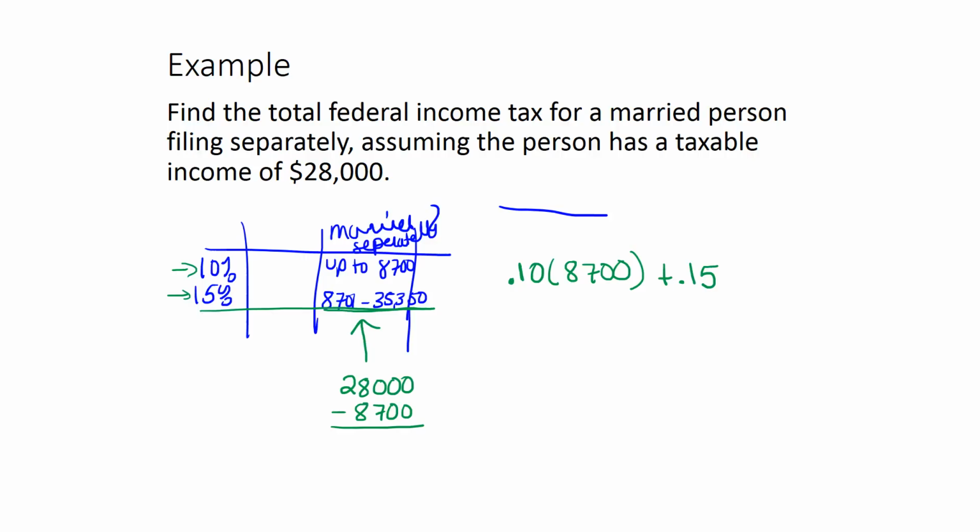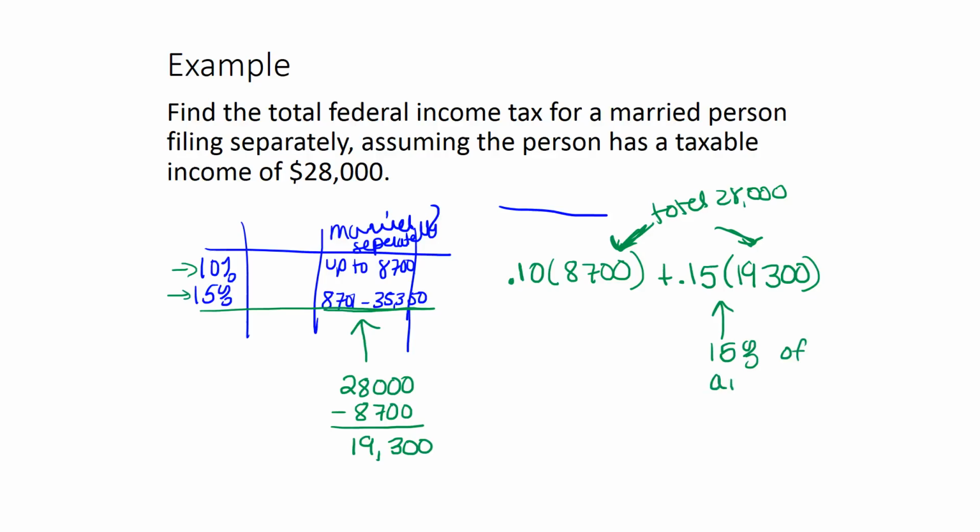So $28,000 minus $8,700 is $19,300. So we're going to pay 15% on the $19,300, right? These should total, those things just in the parentheses, right? Those should total $28,000. Right? That's what we're getting taxed on, but it's different amounts, right? This is 15% of the amount over $8,700. Okay, so let's add those together.